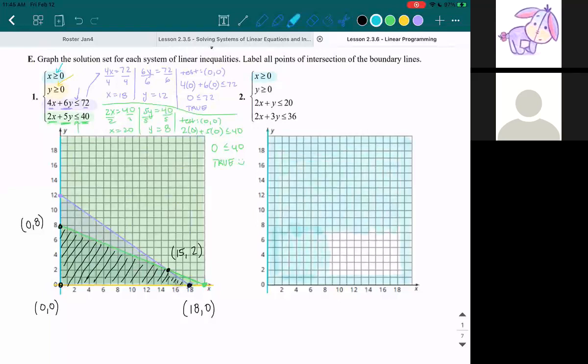And still shading. Takes a while. At least for me it does. I don't know about you, but there we go. Shaded everything to the right.